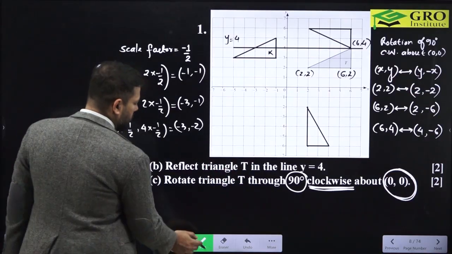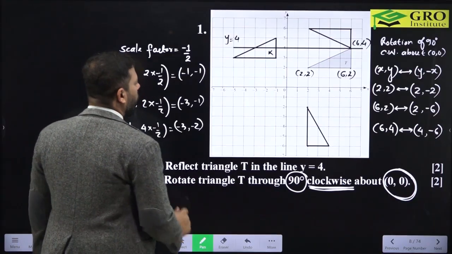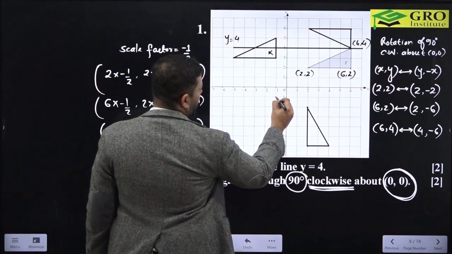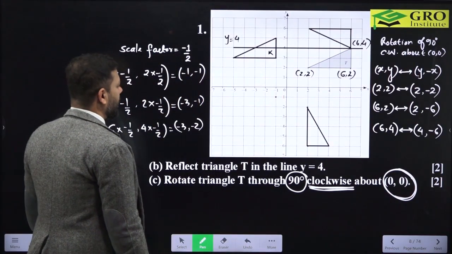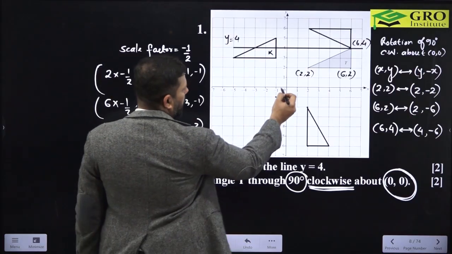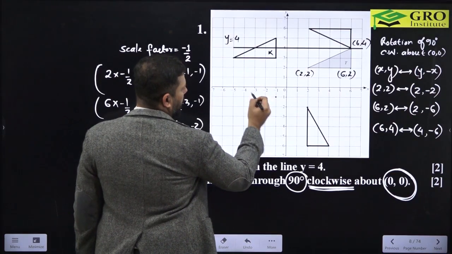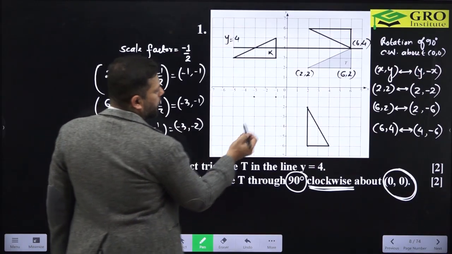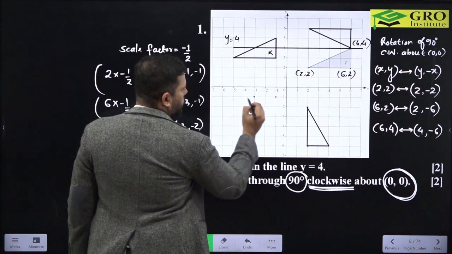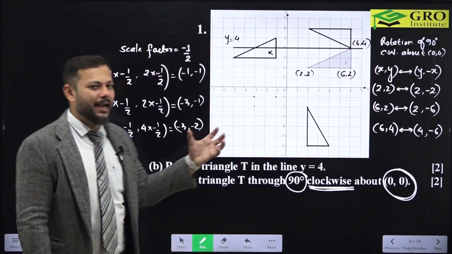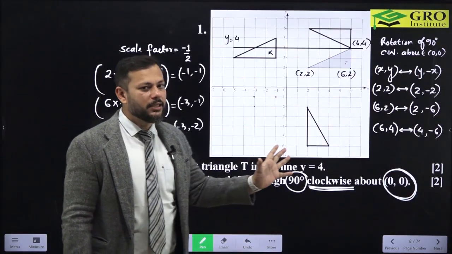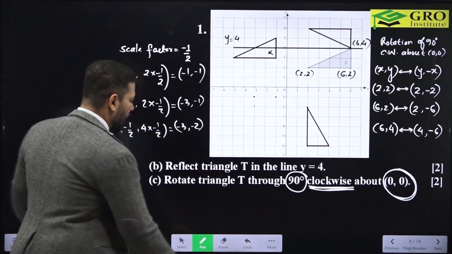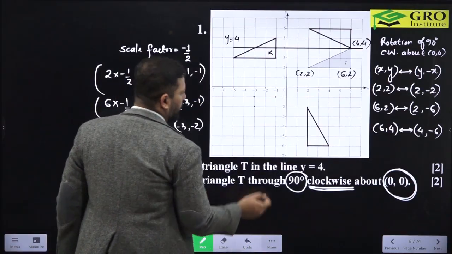Let us plot these points, guys, quickly. What is the first point? Minus 1 comma minus 1. This is the first point. What is the second vertex? It is going to be minus 3 comma minus 1. This is where it is. And then we have the third vertex as minus 3 comma minus 2. These are the vertices of the enlarged triangle T by the scale factor minus 1 by 2 about the center 0 comma 0. Let us join it quickly to get the proper triangle.